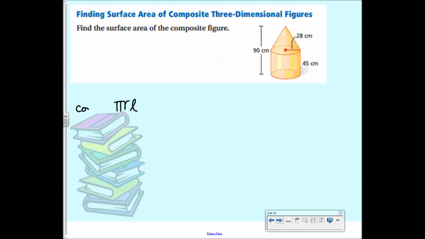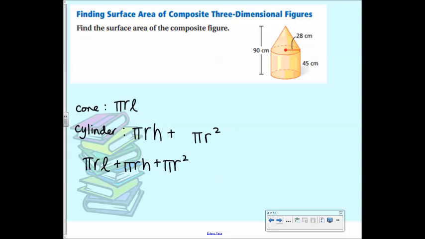And then for the cylinder, my cylinder is usually pi times r times h plus 2 pi r squared. But what don't I need here? The 2. Why? Because there's only one base. So I don't need 2 bases, I just need 1. So ultimately my equation is going to be pi r L plus pi r h plus pi r squared. So then we just need to figure out the r, the h, and the l.